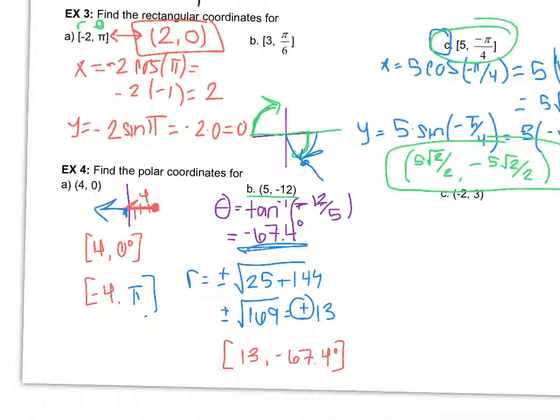All right, for this last example, part C, we want to find the matching polar coordinates for the rectangular coordinates negative 2, 3. Again, we have the formulas, and theta can be calculated by taking the inverse tangent of y over x, which is inverse tangent of 3 over negative 2. If you punch that into your calculator, inverse tangent of 3 over negative 2, you get negative 56.3 degrees.